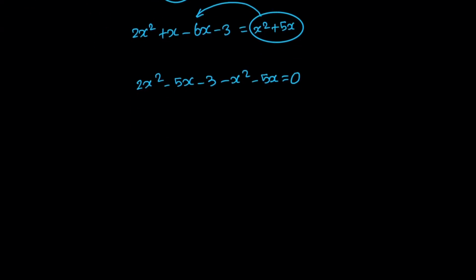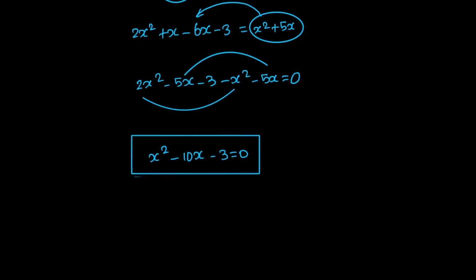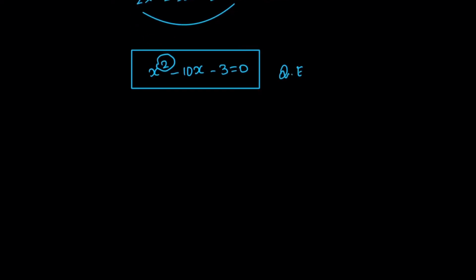So now combine the like terms. These two parts: 2 − 1 is 1, so just x², and these two terms are like terms. −5 − 5 is −10x. Then the constant is only −3, equal to 0. Now the maximum power is 2, so this is a quadratic equation. We can write it in the form ax² + bx + c = 0, and the values are a = 1, b = −10, c = −3.